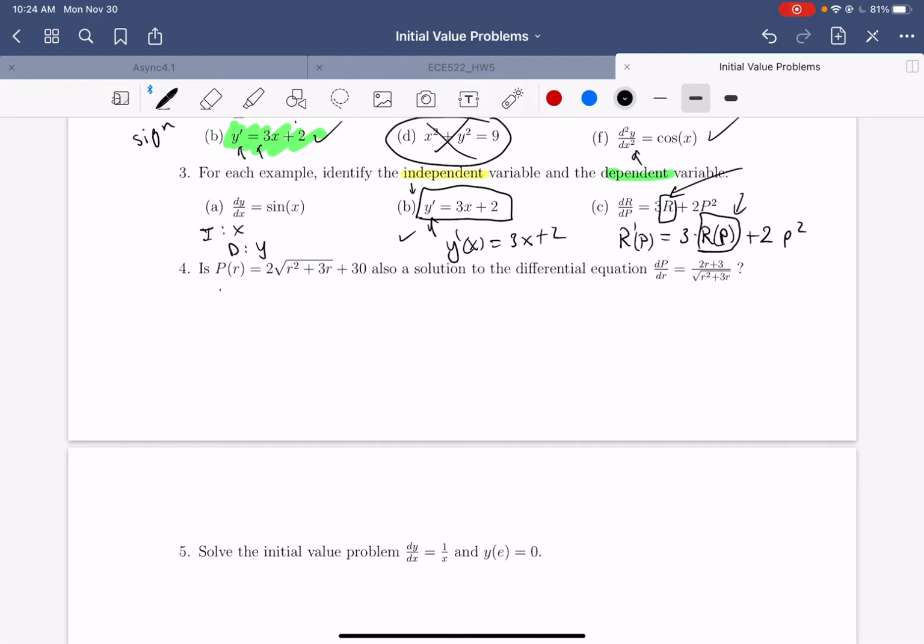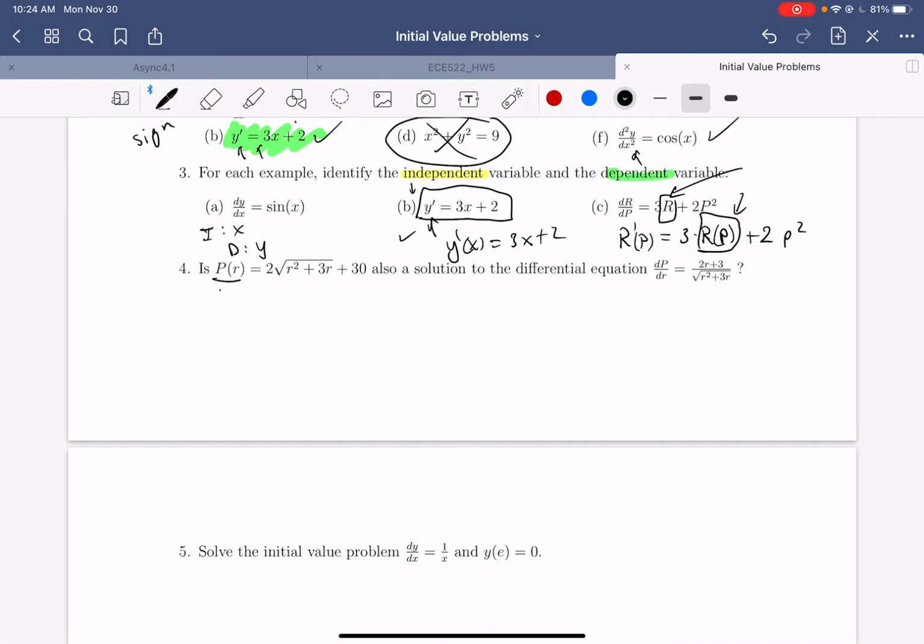Is p of r a solution to the differential equation p prime is equal to blah? What it means to be a solution is if you plug it in, it works. Technically, it's if you plug it in, you get an identity, which is a true mathematical statement. But I'm just going to say if you plug it in, it works. So let's plug it in.